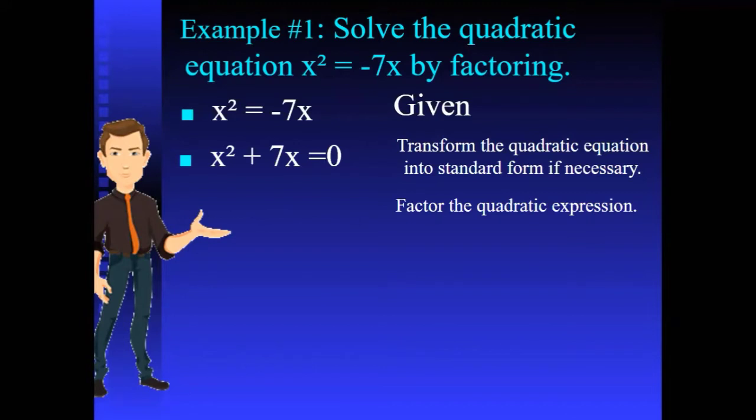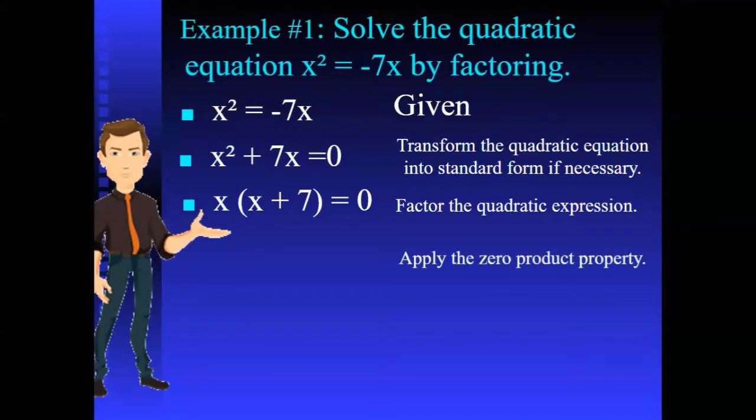The next step is factor the quadratic expression. Our expression is x squared plus 7x, so we need to factor that, and it becomes x times the quantity x plus 7 is equal to 0. Our next step is apply the zero product property, and it becomes x equals 0 and x plus 7 equals 0.